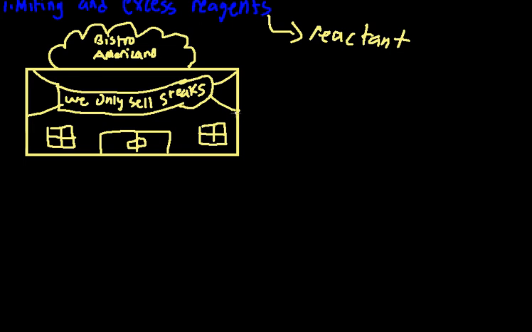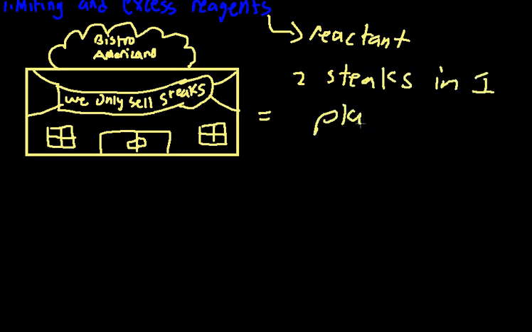So what Bistro Americano is doing is they're offering a special deal today. You get 2 steaks for every plate that you buy. 2 steaks in 1 plate. What an amazing deal. Actually, it might not be because the plates cost $10.99 a piece. However, that's for a later video. But we're just going to look right now at 2 steaks.